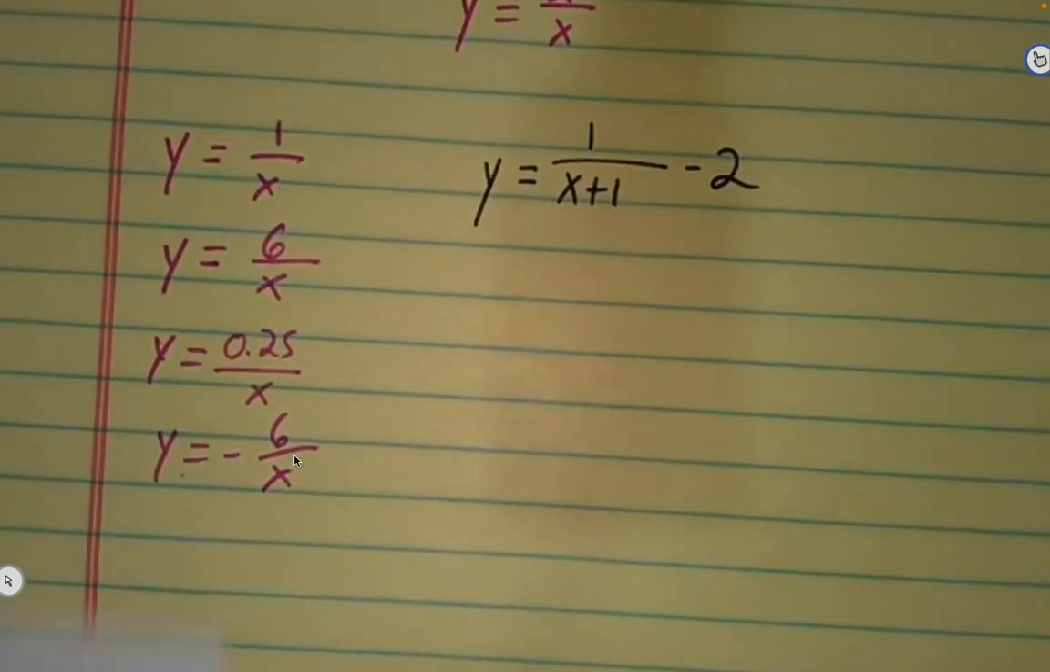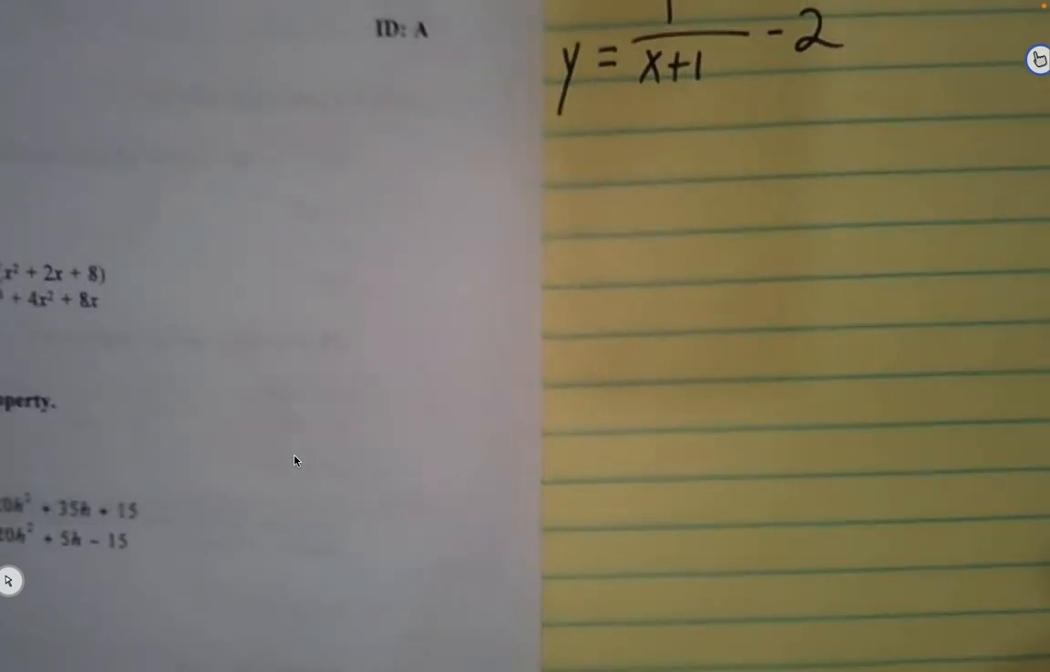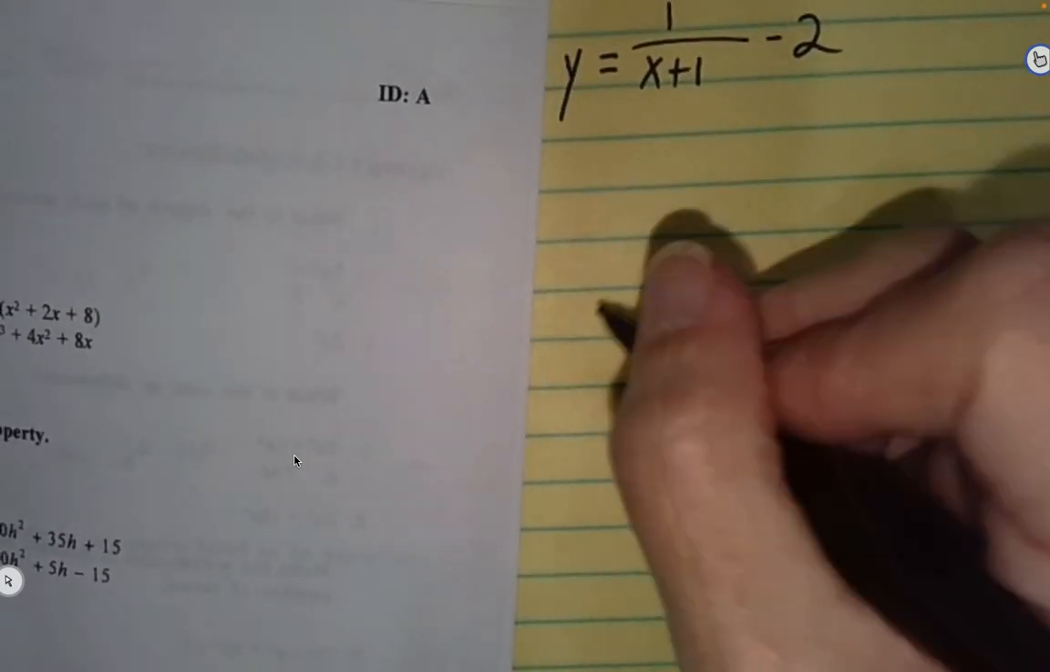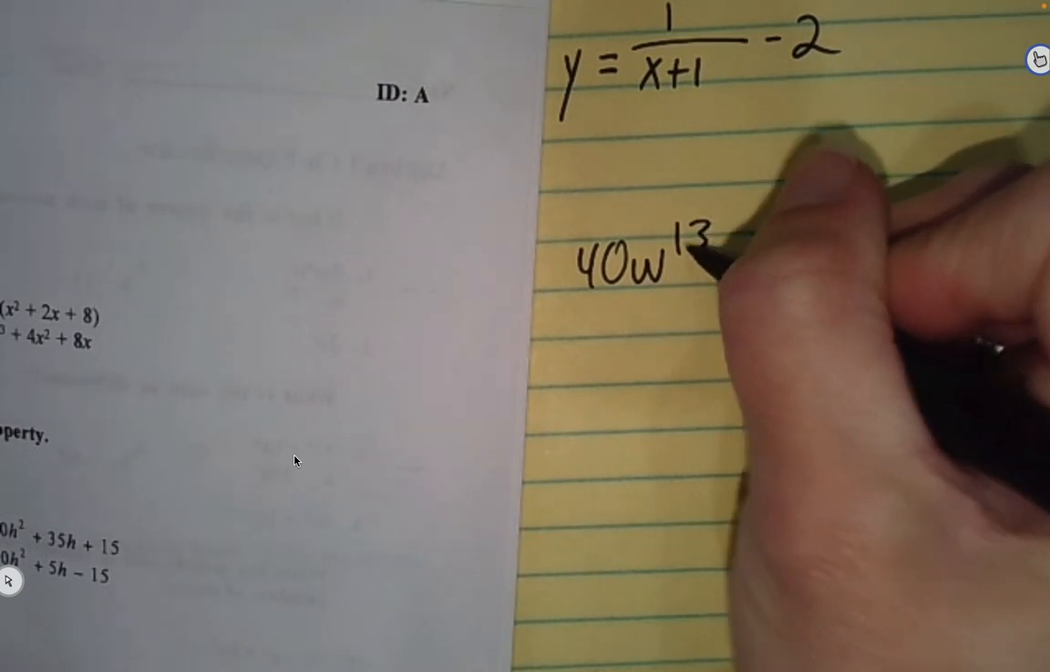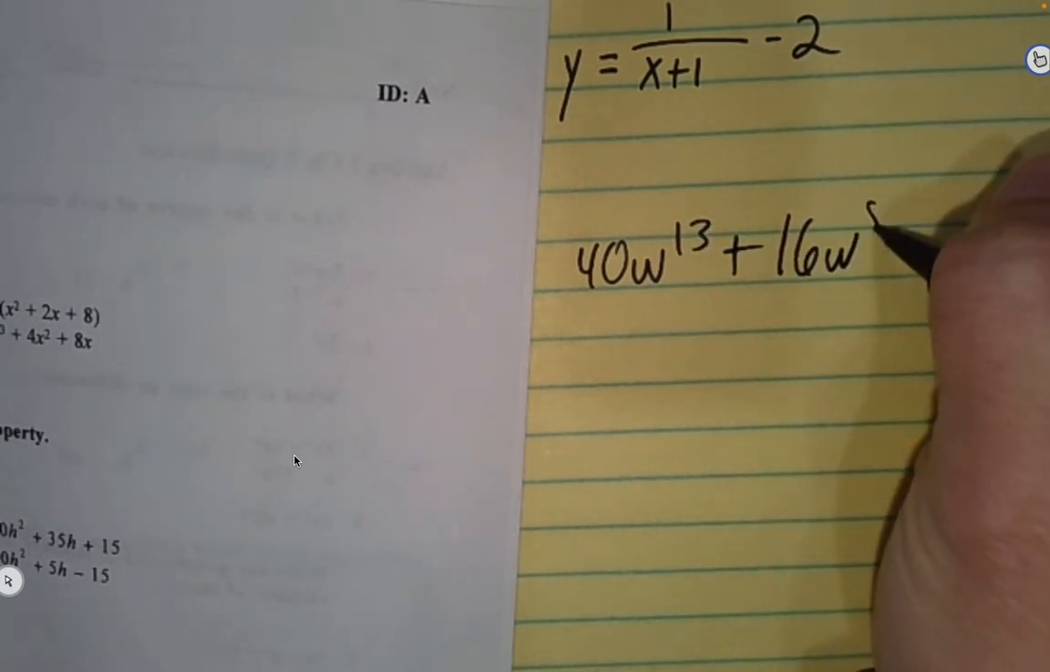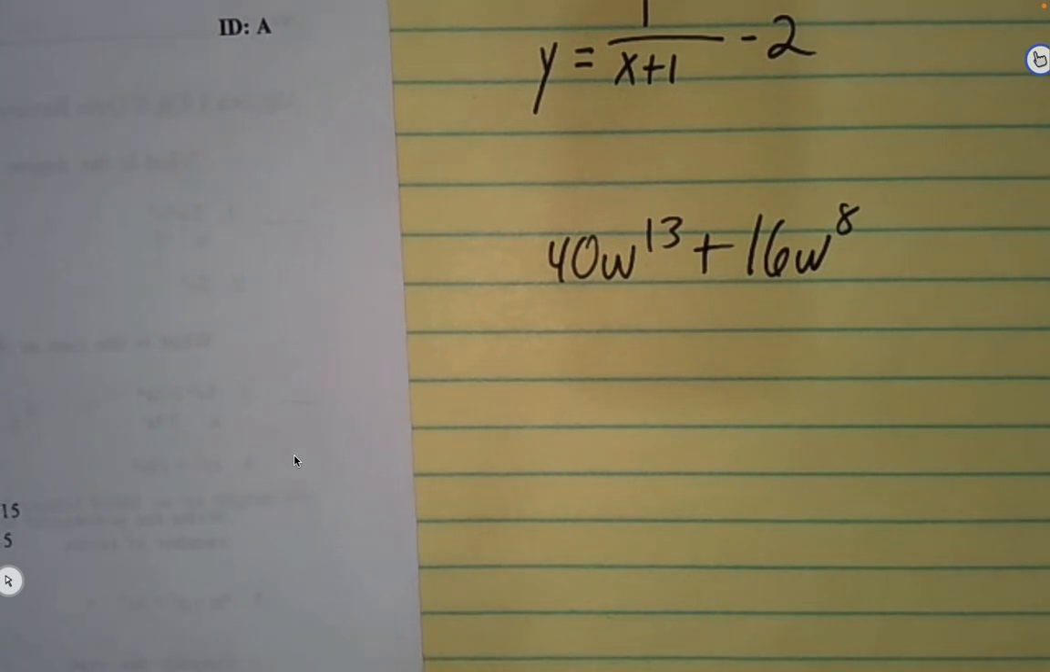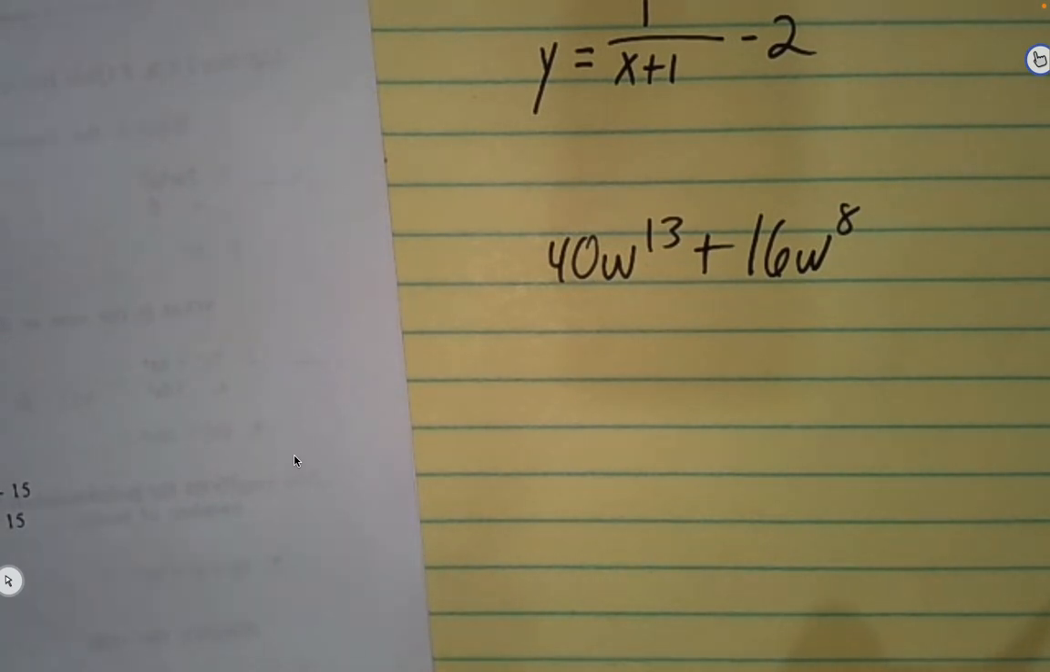Let's see. This one is 40w to the 13th plus 16w to the 8th. So what number goes into 40 and 16? The biggest number, though, that goes into it. 2 goes into it. 4 goes into it. What else? 8. 8 goes into it. Okay, and I think that's the biggest number that goes into 40 and 16.